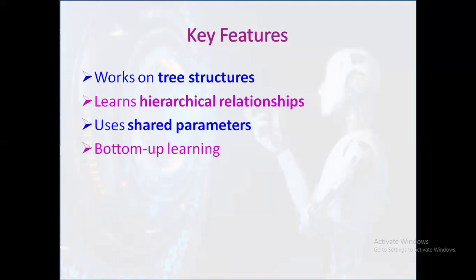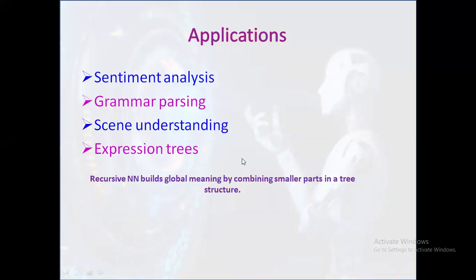The key features of recursive neural networks are that they work on tree structure, ideal for hierarchical data, and learn hierarchical relationships. That means they capture part-to-whole meaning, and they use shared parameters, which improves generalization. Bottom-up learning is used, building meaning progressively. The applications are sentiment analysis, which understands emotional meaning, grammar parsing, which builds syntactic structure, and scene understanding, which combines object relationships. It is also used for expressions in trees, that means in symbolic mathematics.